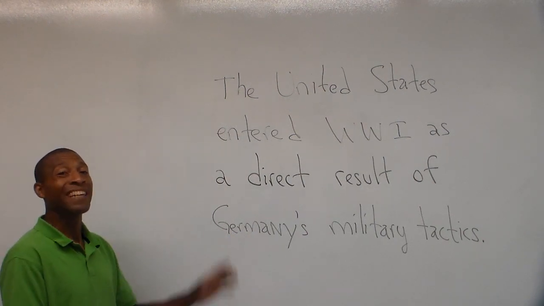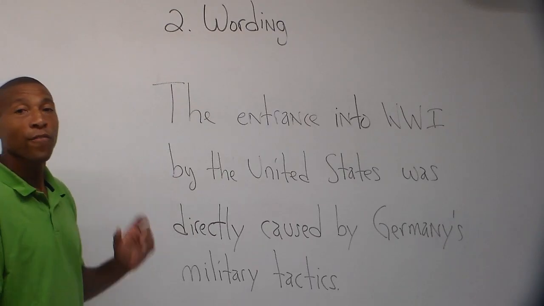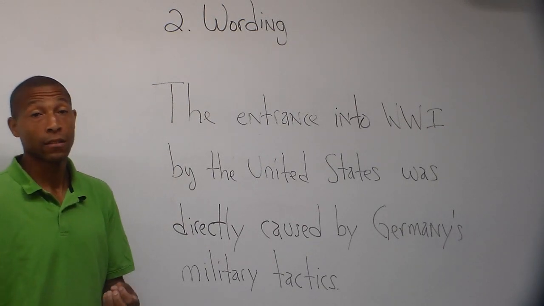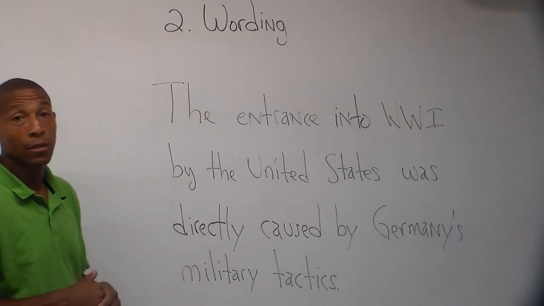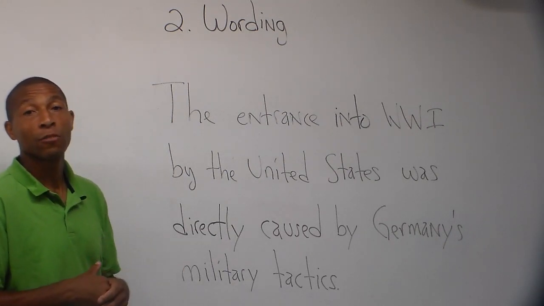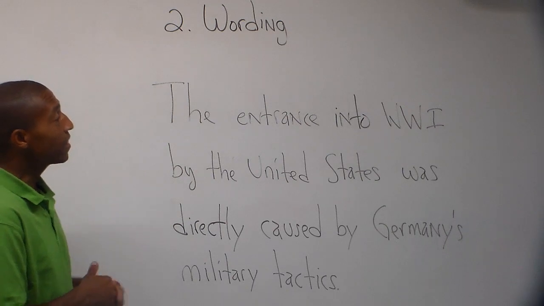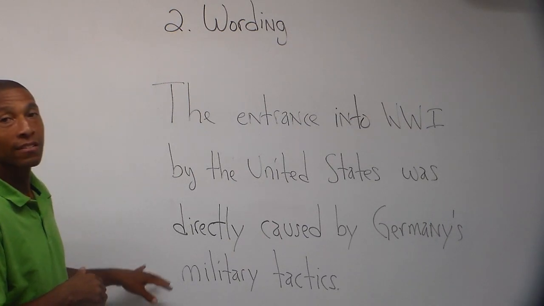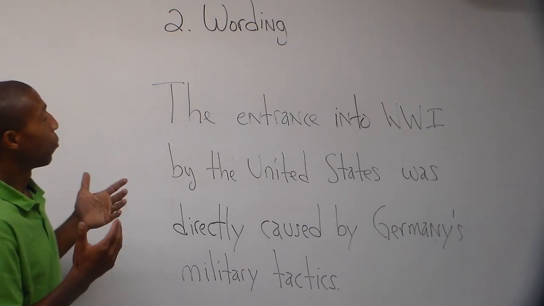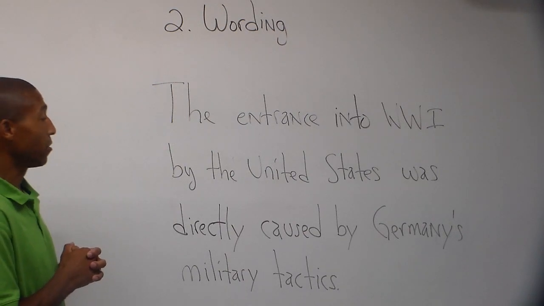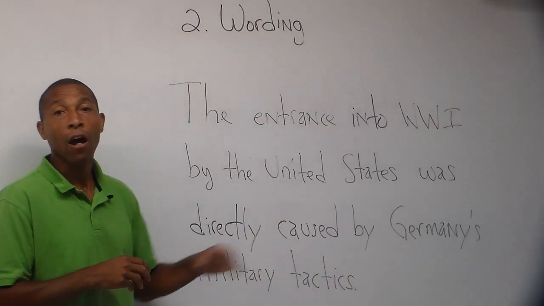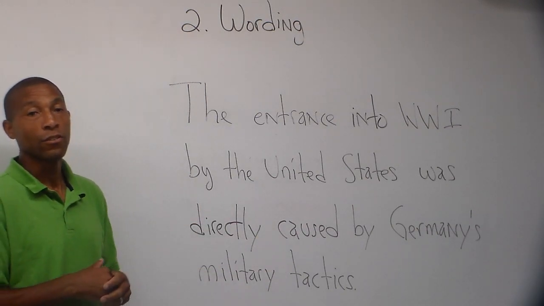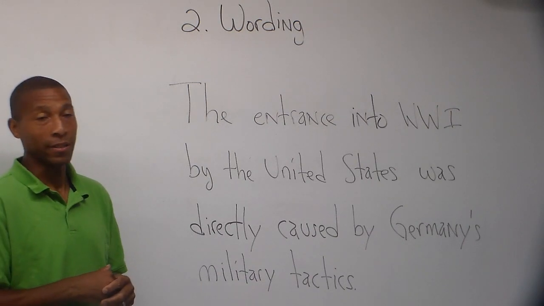Our second step will be to test for wording. So first, under wording, we want to make sure that our thesis argument is grammatically correct. So here we have an example where the wording is not as grammatically strong. The entrance into World War I by the United States was directly caused by Germany's military tactics. One example that's not as strong here is that directly caused by, although not exactly passive, is still more passive sounding than active. We want to take an active approach when we make our arguments.